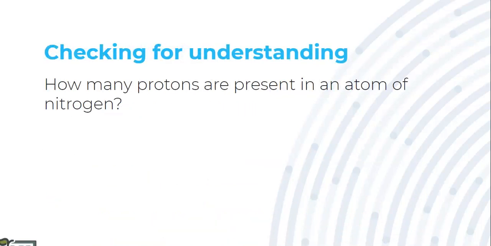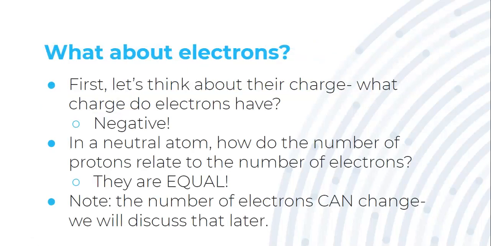Alright, so pause for just a sec, look up your periodic table, make sure you understand how many protons are present in an atom of nitrogen. Okay, and so looking at your periodic table, you would see that its atomic number is 7, so the correct answer is 7. Alright, now let's talk about electrons.